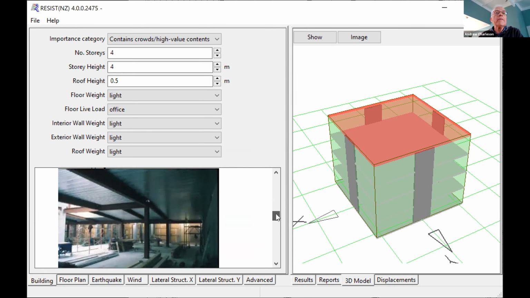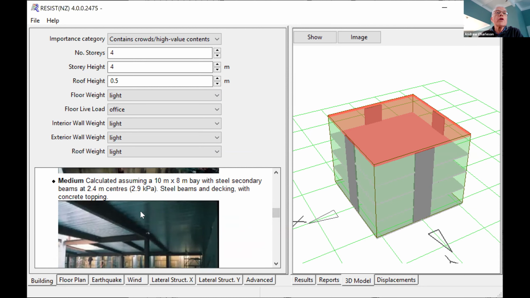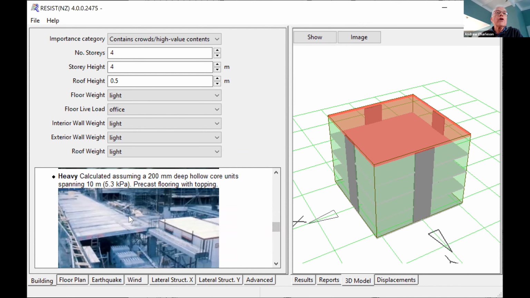This is a medium floor with steel decking and a concrete slab. So you'd choose medium if you were using steel framing. But if you've got a reinforced concrete building, you would use heavy. So I believe most of the floors in Indonesia would be heavy. So you choose heavy. Now, it's really important that you make the right choice, because if you don't, your results will be wrong and your design could be dangerous or too conservative.